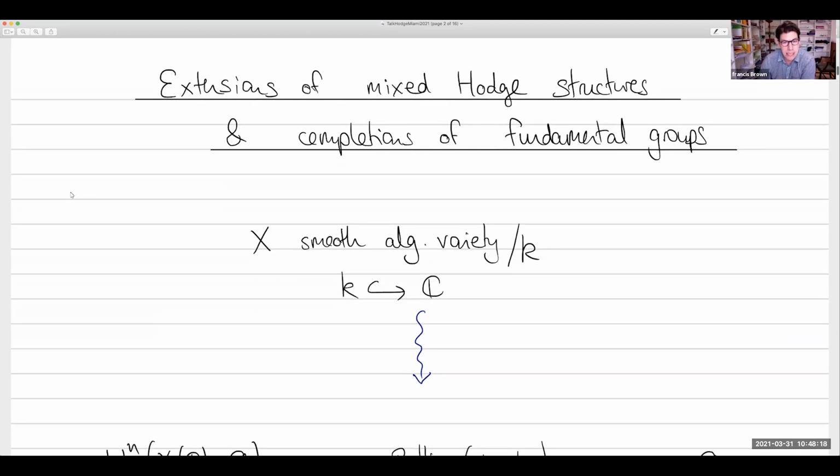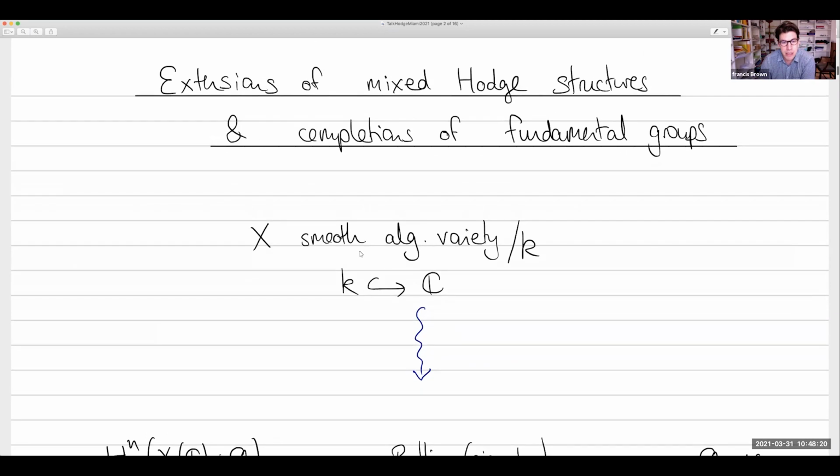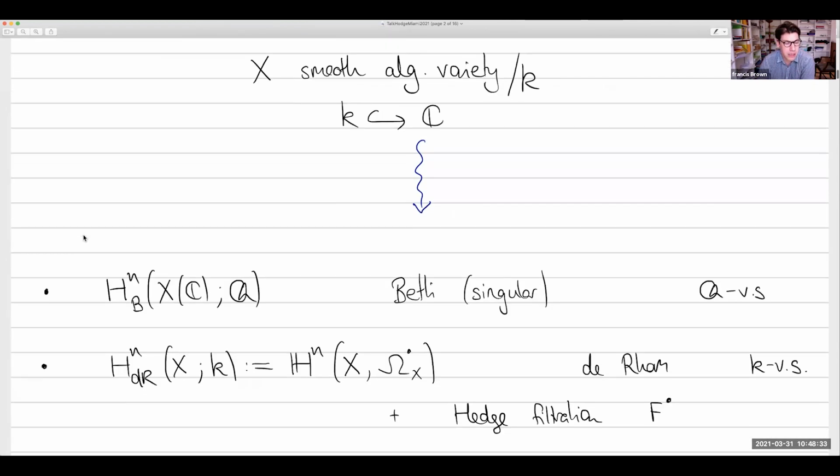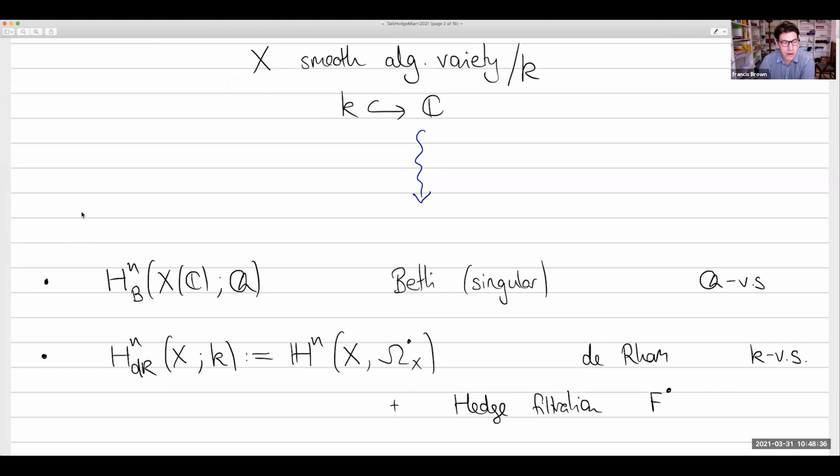To set the scene, the general picture is we start with, say, a smooth algebraic variety over a field K, which admits an embedding in C, since we're doing Hodge theory. And to this, we can attach a load of cohomological invariants. The first is the singular cohomology of the complex points of that variety, which is a smooth manifold. That's given by the singular cochains, and that's just a vector space over the rationals of finite dimension.